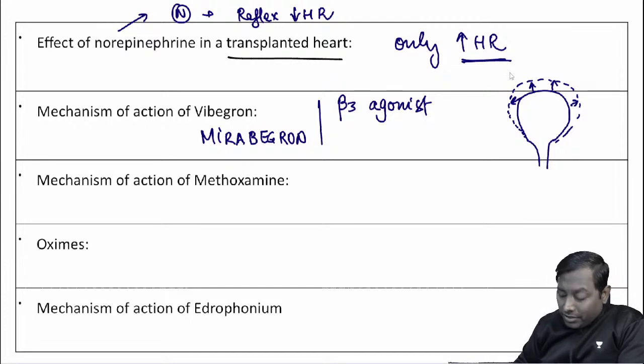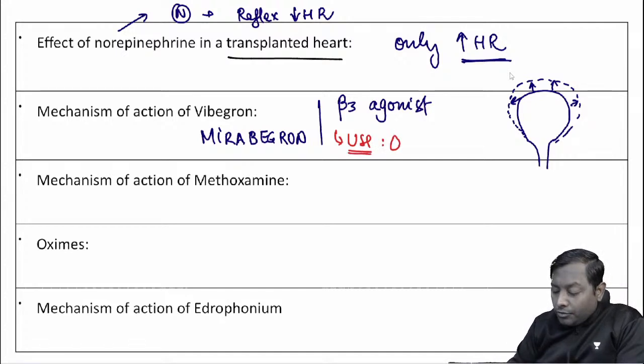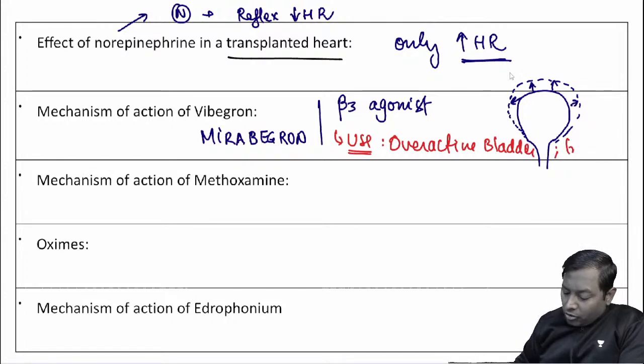Can you tell me if there is a relaxation of the bladder, in which type of patient we can use Mira background or V background? किस patient में use करेंगे? If there is a patient who is coming to you with overactive bladder or incontinence, or a case of incontinence. Making sense?